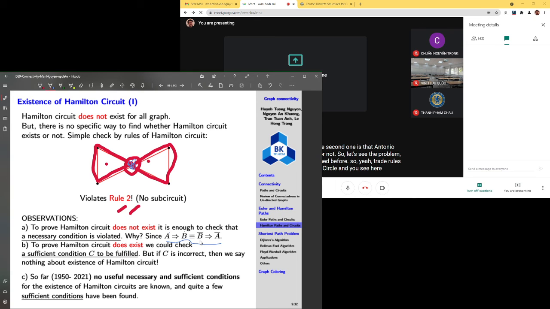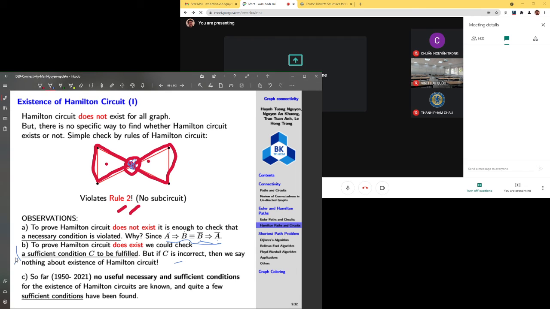Okay, so to prove and make sure that the graph has a Hamilton circuit, you have to find a different condition. Okay, we call it the sufficient condition. To prove not, it is easy by showing that the necessary condition is not fulfilled. But to prove yes, you have to find another condition. Okay, and so far, in the last 60 years, not much has improved in terms of finding a condition that is both necessary and sufficient. The necessary condition and the sufficient condition are different sets when we talk about Hamilton.